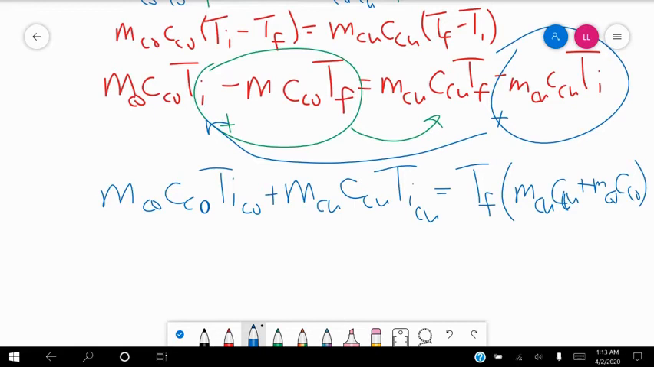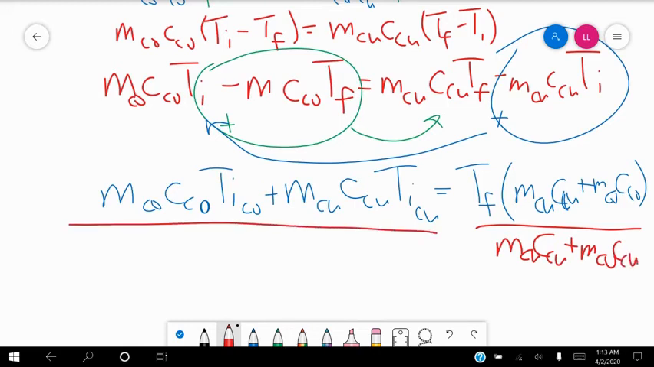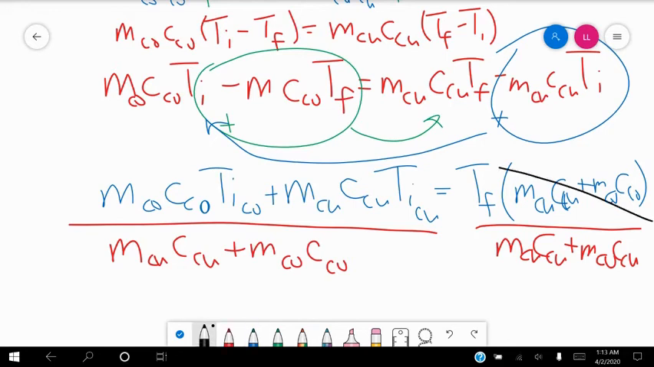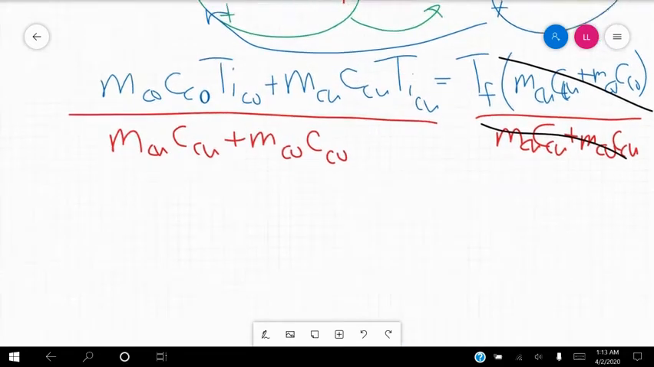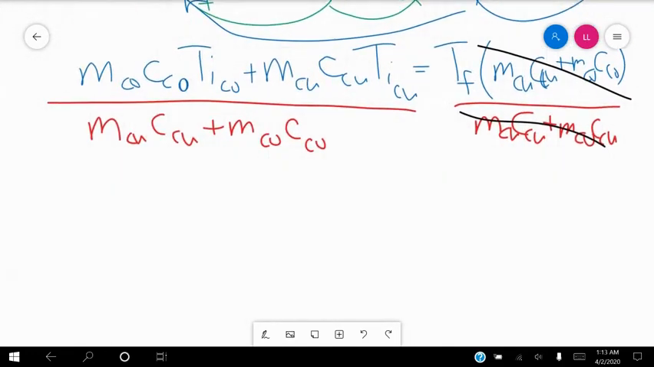So I've got this whole thing, and we're going to divide by the mass of the cup times the C of the cup, plus the mass of the coffee times the C of the coffee. We just take that whole thing and divide it over to the other side. Cancel here, cancel there. And so there's our final equation of what I told you I would give you.